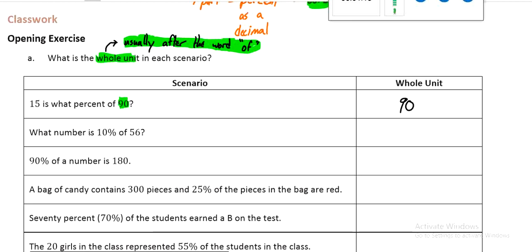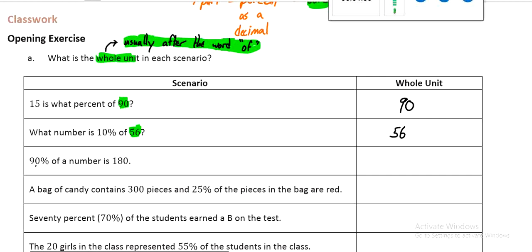What number is 10% of 56? There's that word of. They want to know what number is 10% of 56. So 56 is our whole. The part is whatever 10% of that is.